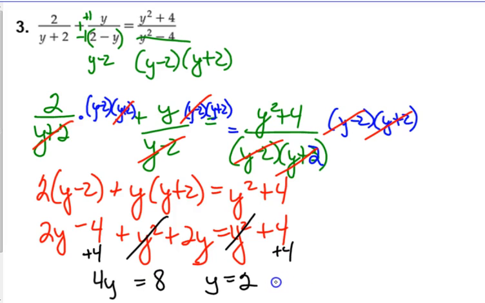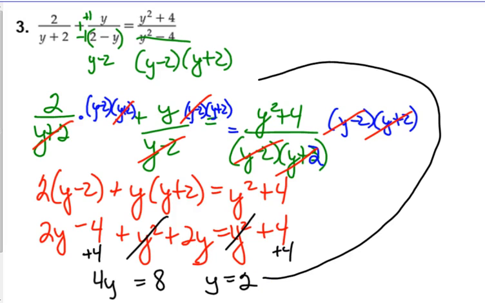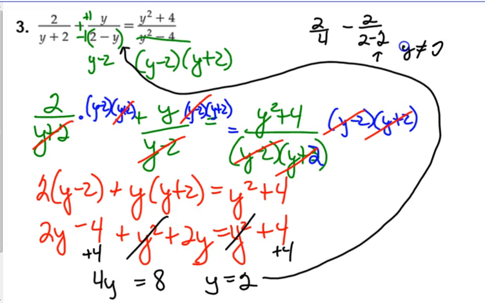Anybody have little warning bells going off? If I go back and I put a 2 in here, I'd have 2 over 4. Remember it said minus y over 2 minus 2. That's a 0. Okay. If it makes the denominator 0, you have to throw it away. So y cannot equal 2 because it is not part of the domain. So this question has no solution.